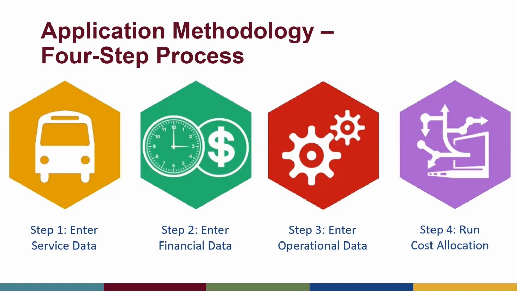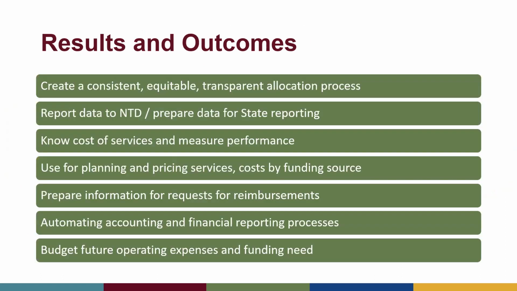And then step 3 is also where you enter your sponsored services data, so the passenger miles and passenger hours for each individual sponsor within a route or service as well. Then at step 4, at the push of a button from your data in steps 1 through 3, the cost allocation results for the annual year period are calculated, and subsequently you can get these results and outcomes from the application.